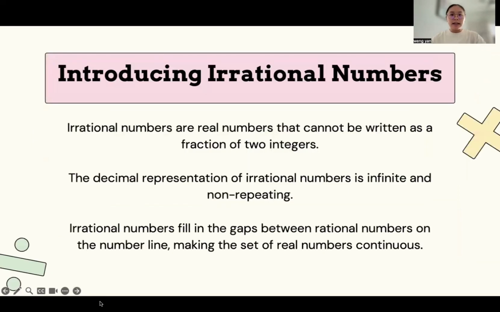To start, let's clarify what irrational numbers are. These are numbers that cannot be expressed as a fraction of two integers. This means you cannot write them as a simple ratio, which is a key reason why their decimal expansions go on forever without forming a repeating pattern. We know that real numbers are made up of rational and irrational numbers. That is why irrational numbers are important, because they make the set of real numbers continuous by filling in the gaps between rational numbers on the number line.